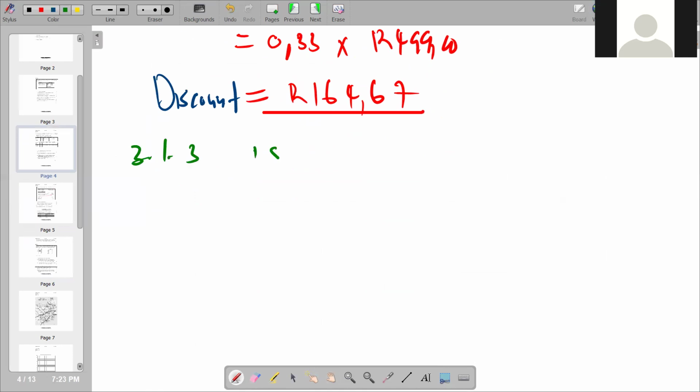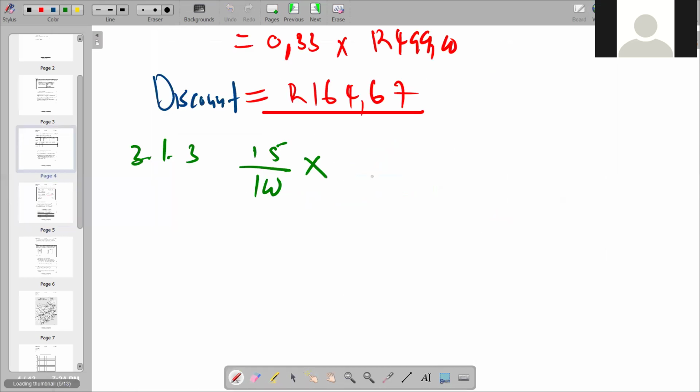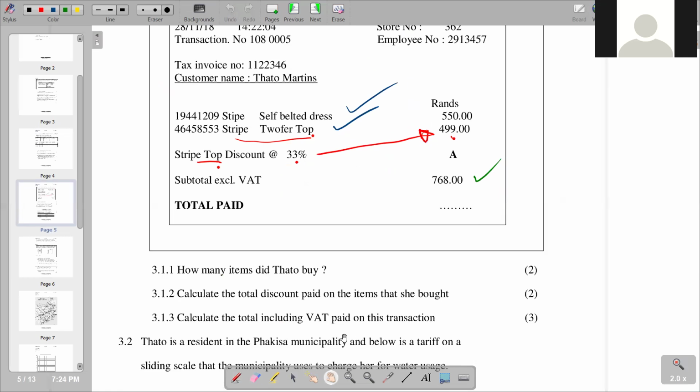Whereby VAT is going to be 15%, 15 over 100 times the amount excluding VAT, which we are given is 768. So we multiply by 768 rands. Then the answer that we get, remember the question says calculate the total including VAT paid on this transaction. So to get the total, we are supposed to add again the 768.